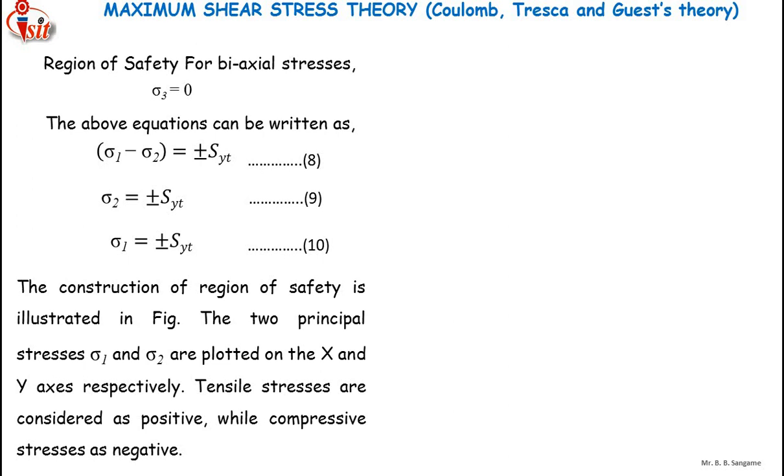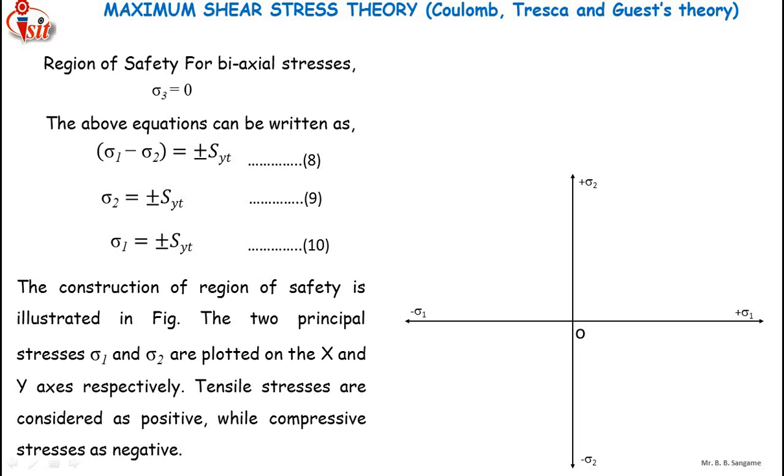The construction of the region of safety is illustrated in the figure. In this figure I am going to construct the region of safety according to the maximum shear stress theory. On the x-axis I am going to plot the maximum principal stress, and on the y-axis the minimum principal stress, that is sigma 2. Tensile stresses are considered positive, while compressive stresses are considered negative. First of all I am going to draw two axes. The horizontal axis represents the maximum principal stress sigma 1. The vertical axis is sigma 2.